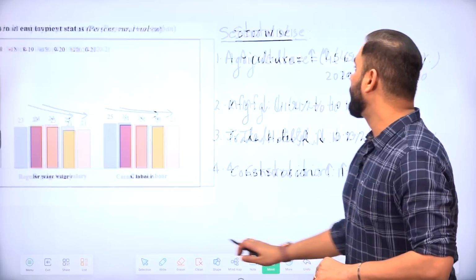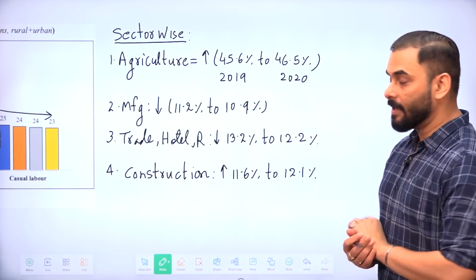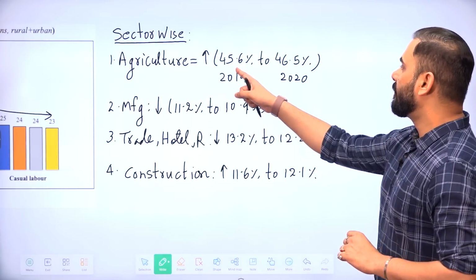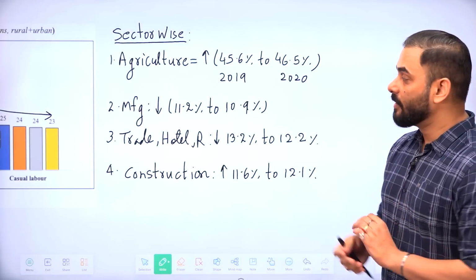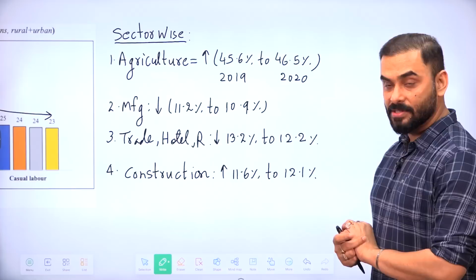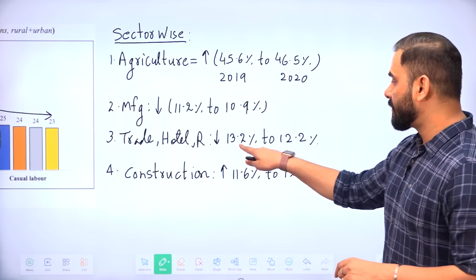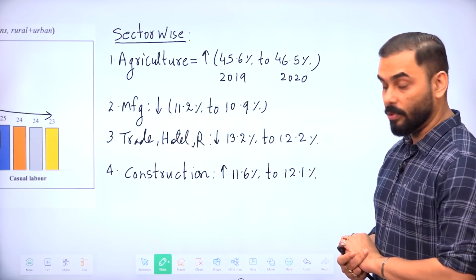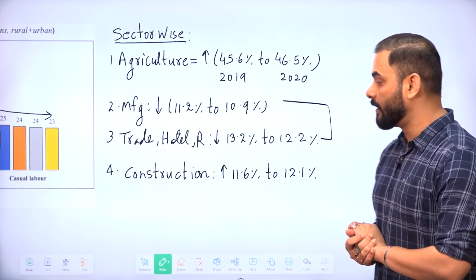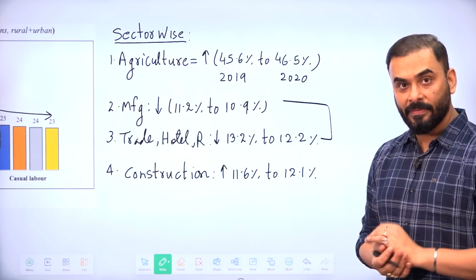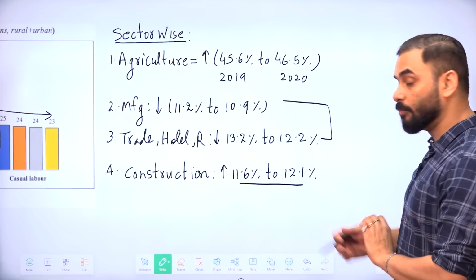Now, economic survey has given some data. Economic survey has said that in the field of agriculture, the employment has increased from 45.6% in 2019 to 46.5% in 2020. So agriculture is providing more support and more employment. In manufacturing, employment has come down from 11.2% to 10.9%. In trade, hotel and restaurant, these are services, employment has reduced from 13.2 to 12.2. Economic survey also says that these two are showing bad performance because of the effect of COVID. In construction, which picked up after the lockdown got removed, we are seeing a little more employment.